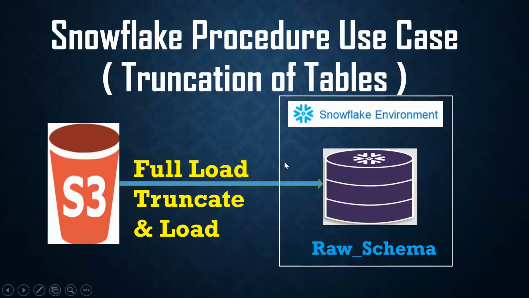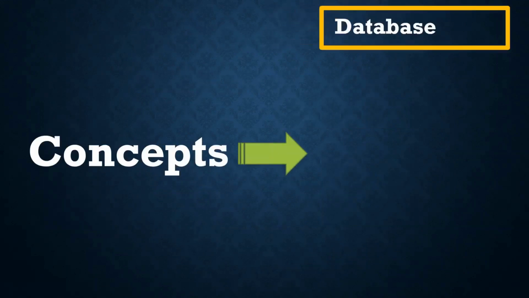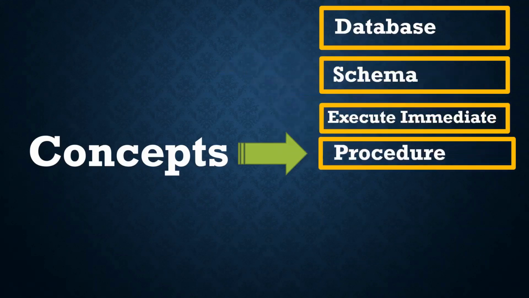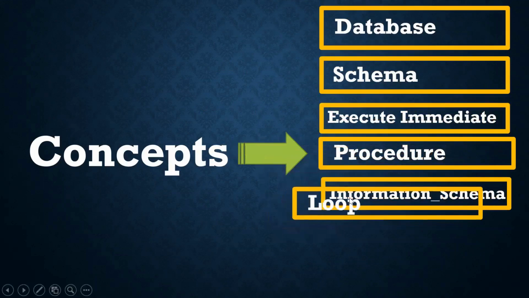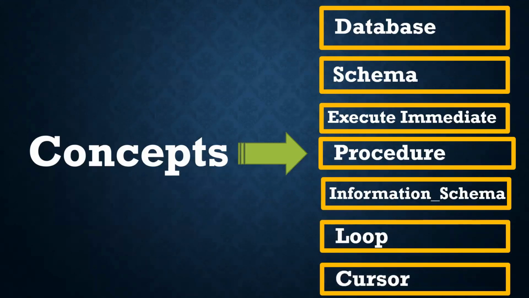If you want to understand the requirement, you should have a better understanding of the following concepts: database creation, schema creation, execute immediate, procedure. What is a procedure? How to write a procedure? How to call a procedure? Information schema, like metadata information of database objects, looping, and cursor concepts. If you have some idea how to create a database and schema, what is execute immediate, how to write and call a procedure, what is information schema, and when to go for loops, then this requirement will be clear.